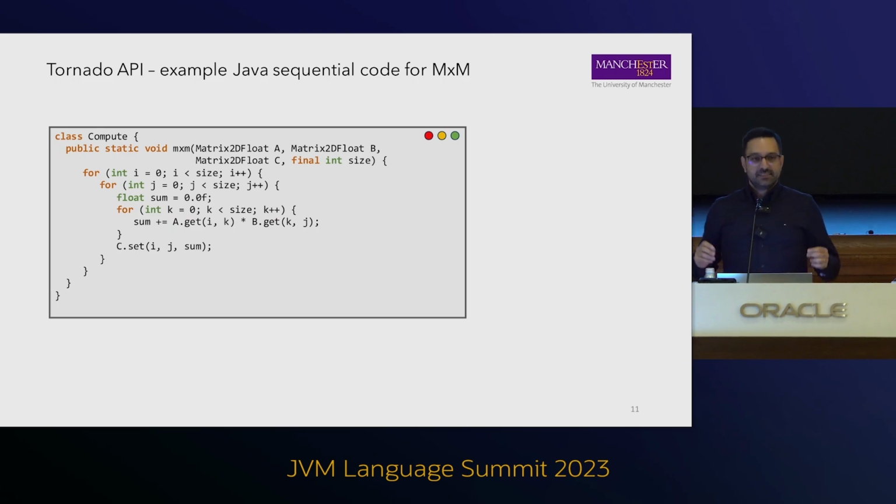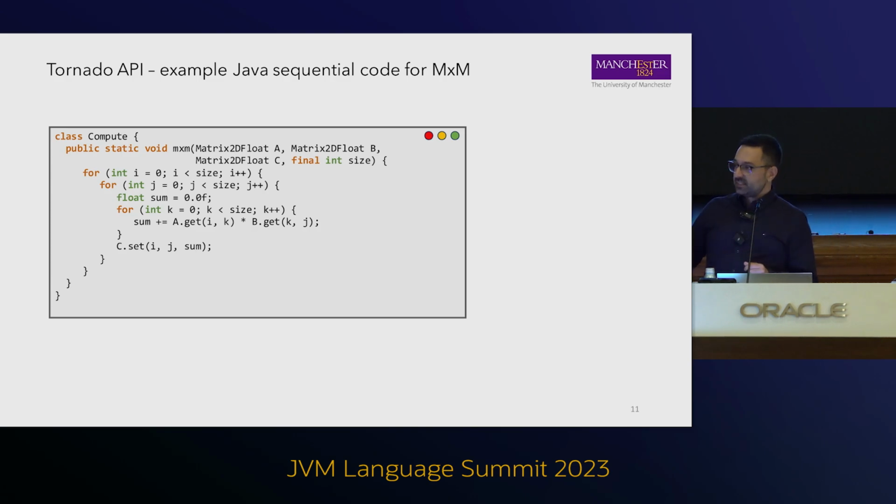I take typical matrix multiplication, widely used now in AI. It's perfect because it fits in one screen. So this is just Java. This is a Java class that contains one method, mxm. And this is the canonical implementation for matrix multiplication. There is nothing special in it.